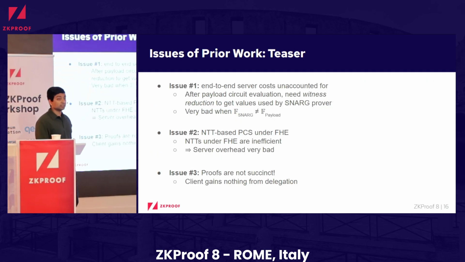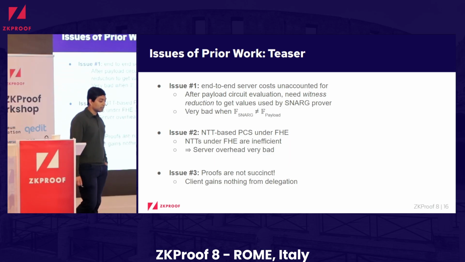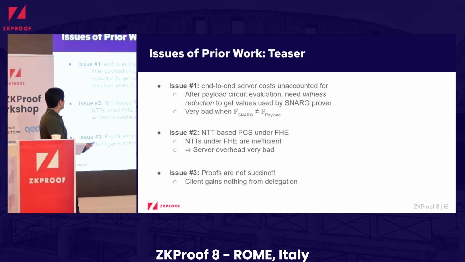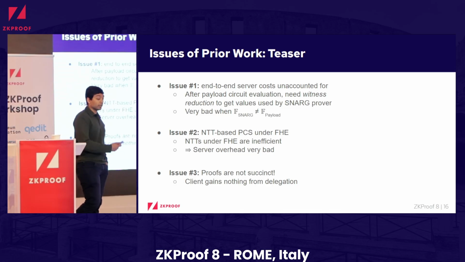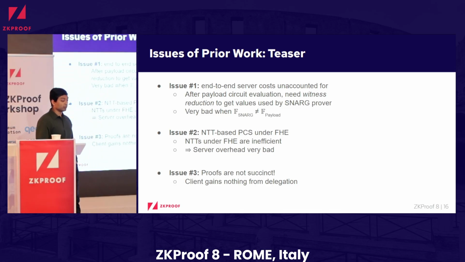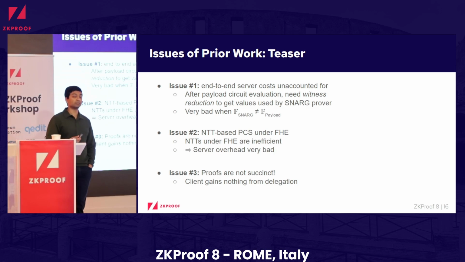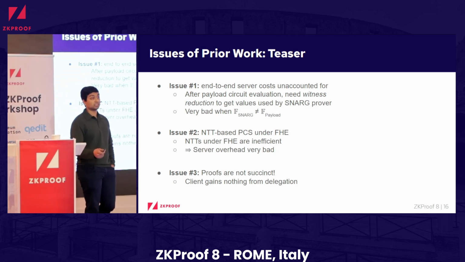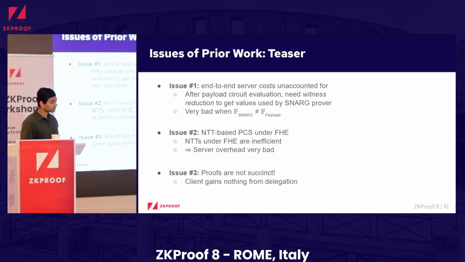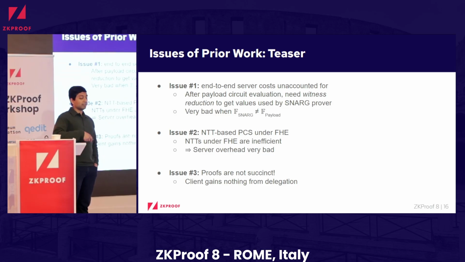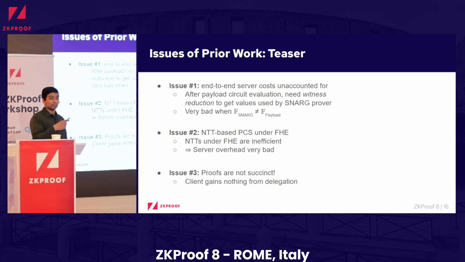So, OK, what are the issues of prior work in the FHE over SNARG space? Well, they missed some very important end-to-end server costs. In particular, they hard-coded the field of the SNARG, which can give you high witness reduction costs because the SNARG prover now needs to do expensive non-native arithmetic, which is even worse in FHE than it is in the plaintext world. The second is that they do these NTT-based polynomial commitments under FHE, and NTTs are very inefficient under FHE, right? Like you have an n-squared, depth 1 algorithm, or you have an n log n operation, but log n depth algorithm. For the experts in the room, hopefully you know what I'm referring to. But it leads to very bad server overhead.